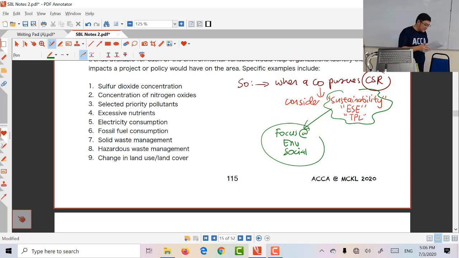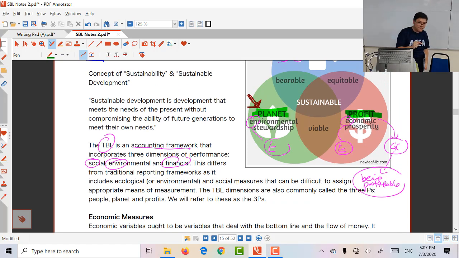Okay, so let me just give you a concept of what it means to be sustainable. Then we try to use some examples of environmental sustainability to just throw some thoughts, okay? Now, the word sustainability is better understood if we link it to sustainable development. Now, can we just read these together? Sustainable development is development that meets the needs of the present without compromising the ability of future generations to meet their own needs. Now, you can meet your present needs, but you must not compromise the future generation.